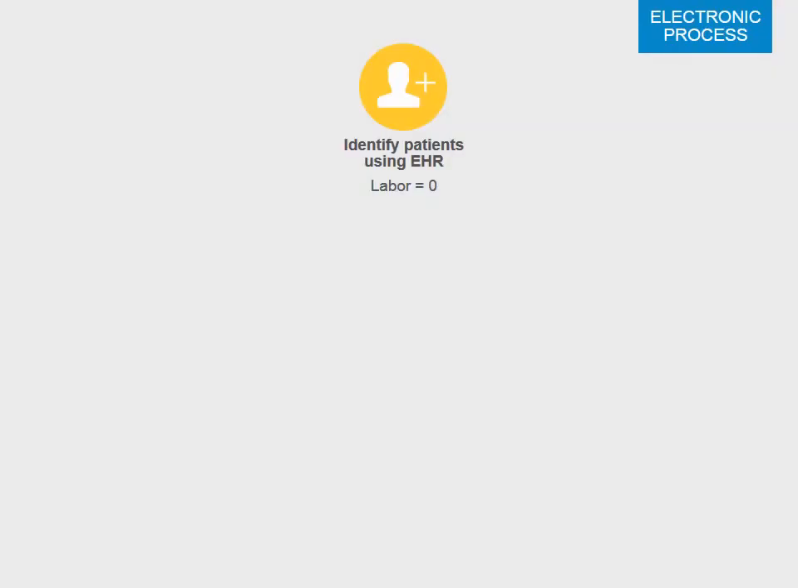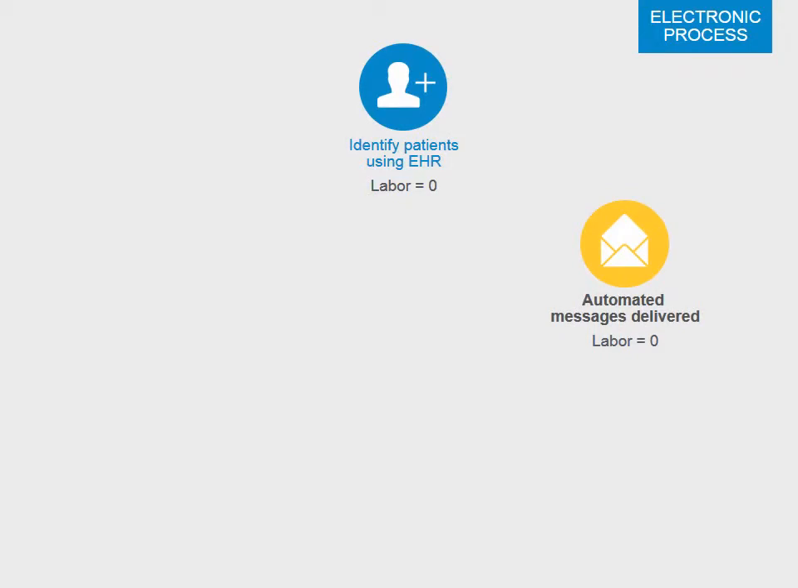Now, let's take a look at the electronic process. It begins in the same way as the manual process, by identifying patients using electronic health records. Since you've already set up the workflow for the automatic notifications, the preventative care reminder messages are delivered without human intervention. This is done using one or more communication options based on the patient's preference, including emails, recorded voice, text messaging, or a default setting of your choice. So, no labor costs are involved.